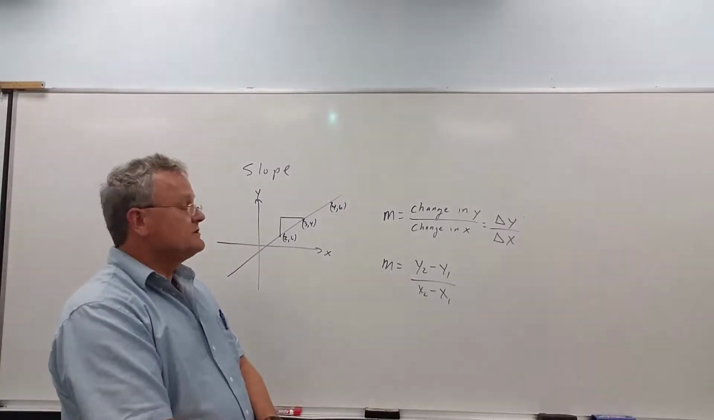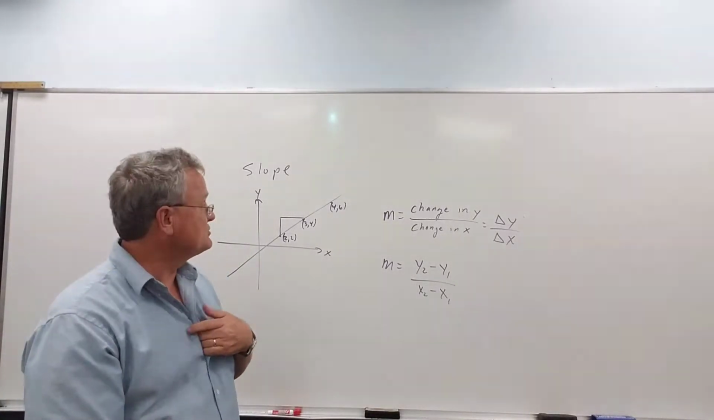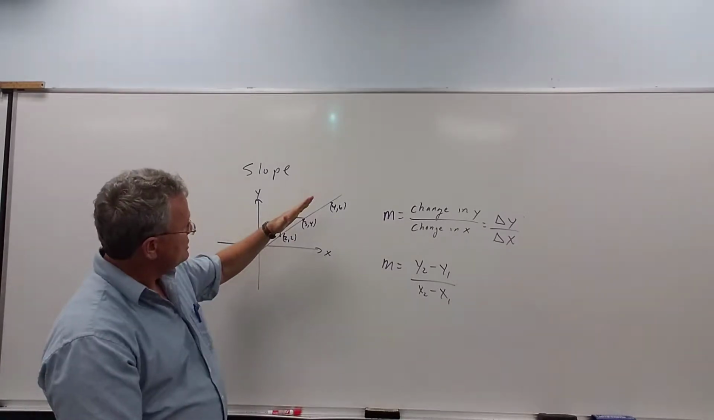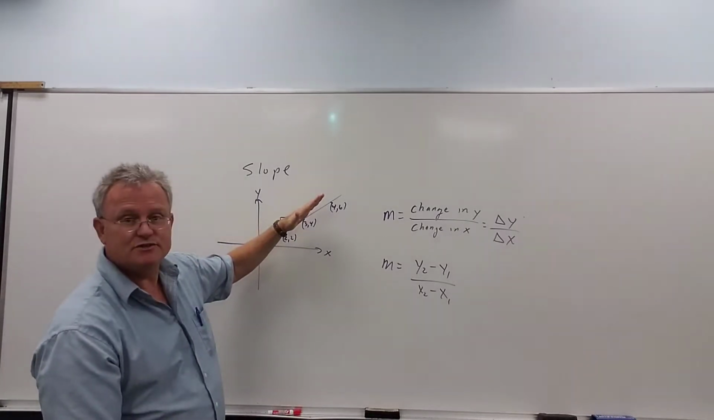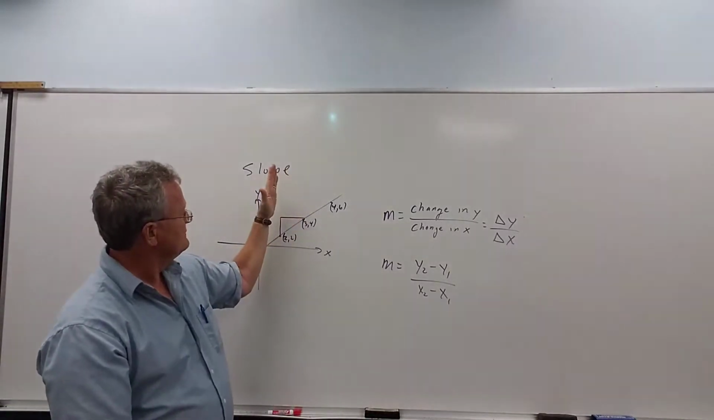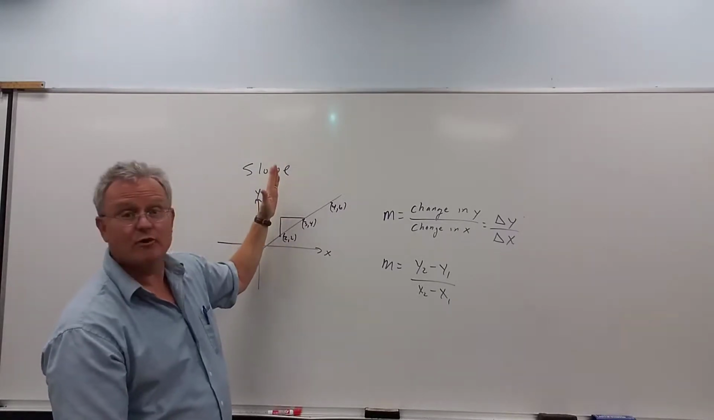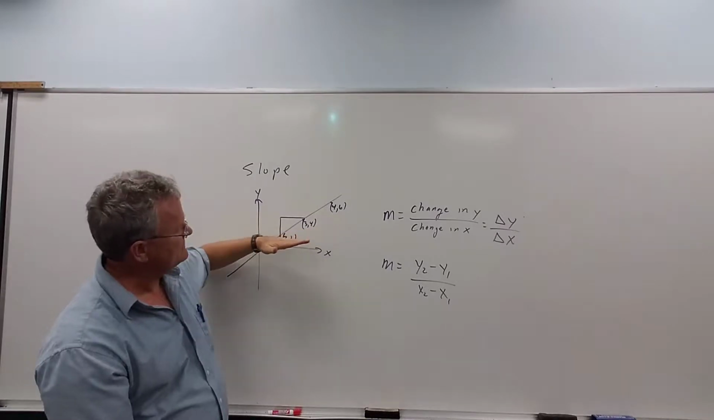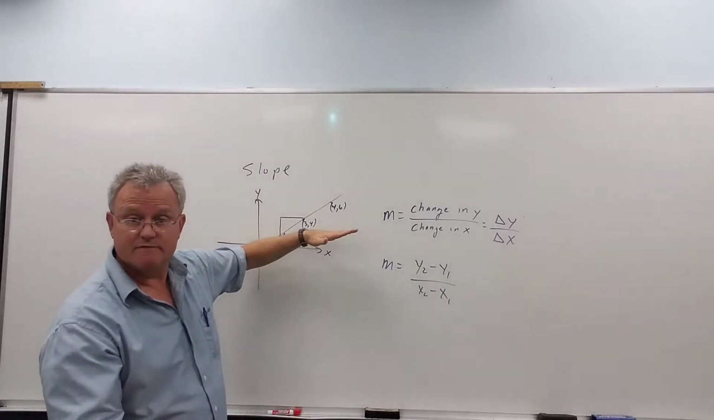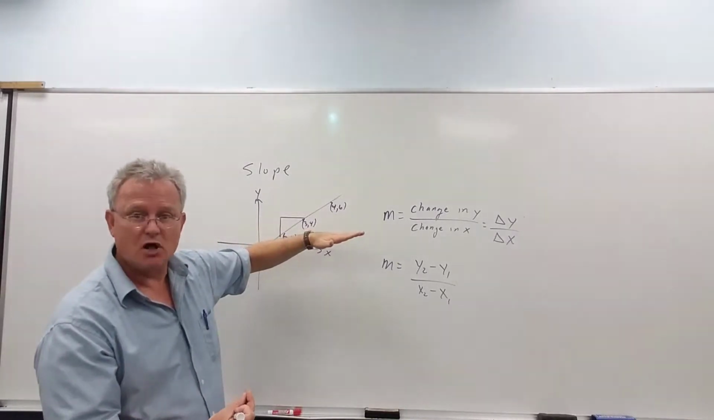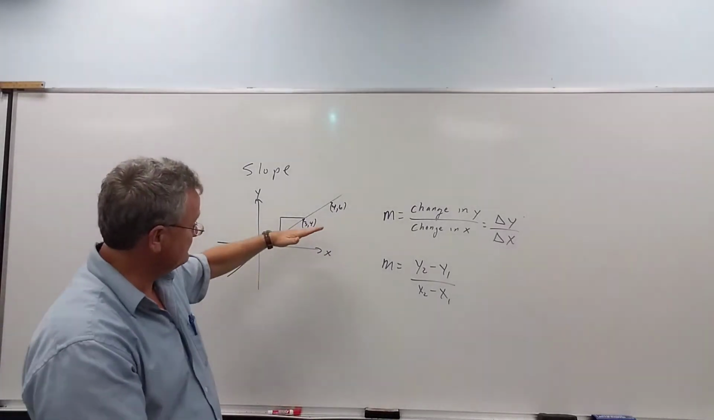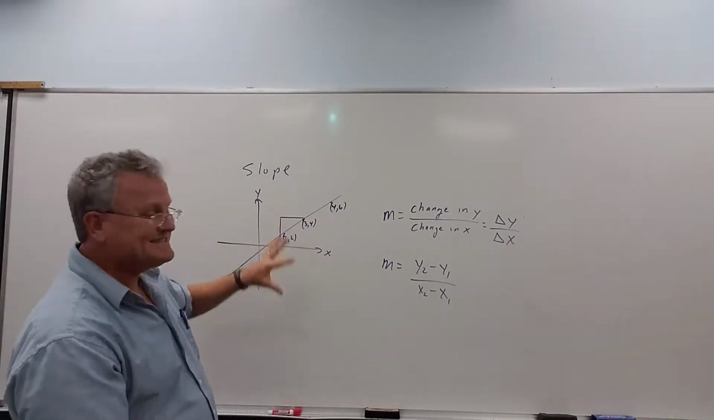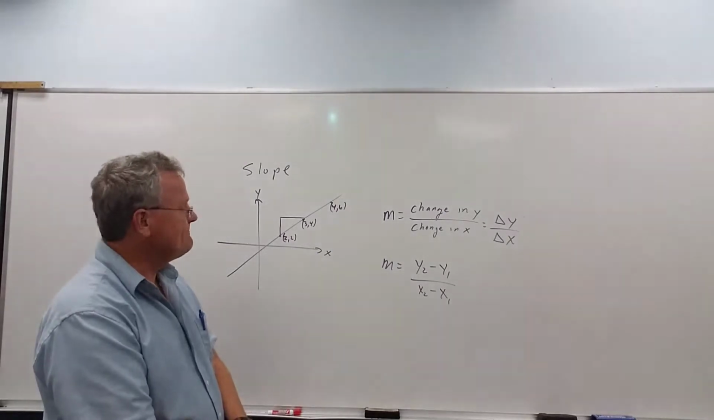All right, so here we're going to just talk about the concept of what slope is. The slope of a line measures how steep it is. This is a pretty steep line that would have a big slope. This is not a very steep line. The value of the slope would be fairly small, close to zero, I guess you could say. All right, so that's the idea of a slope.